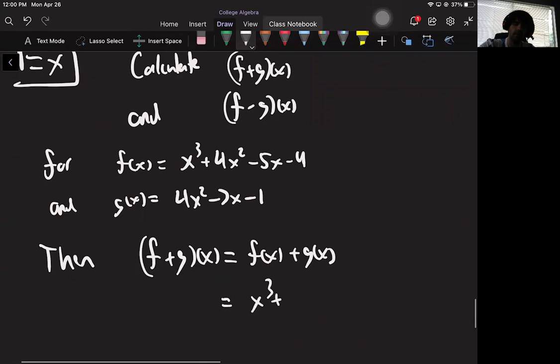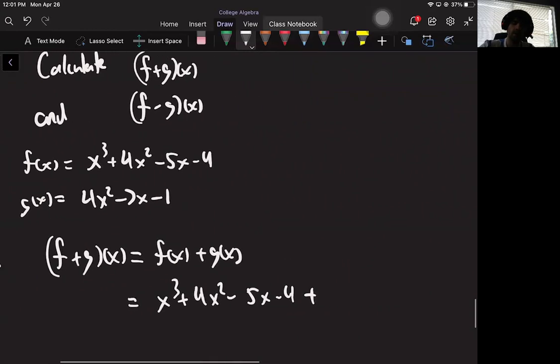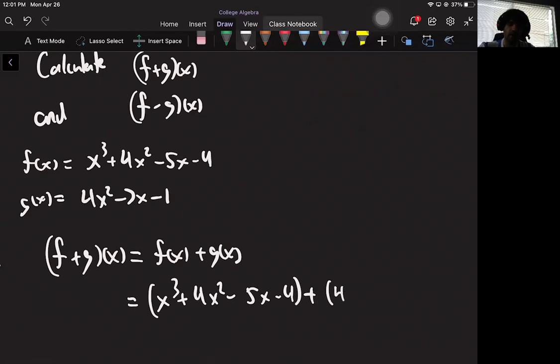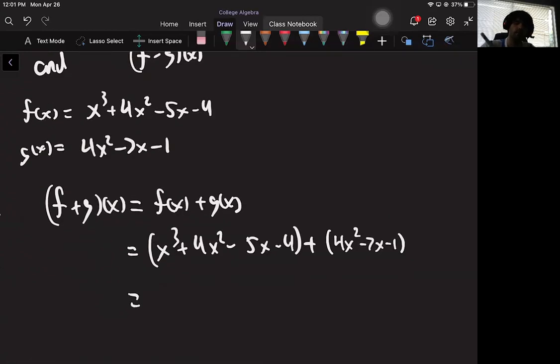x cubed plus 4x squared minus 5x minus 4 plus, notice I don't really need this parentheses when I'm doing the addition, but I'll do it one more time. But when you're adding a bunch of stuff together, it doesn't matter if you parenthesize or not. It'll be the same result.